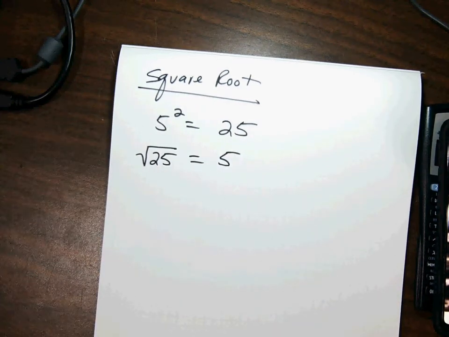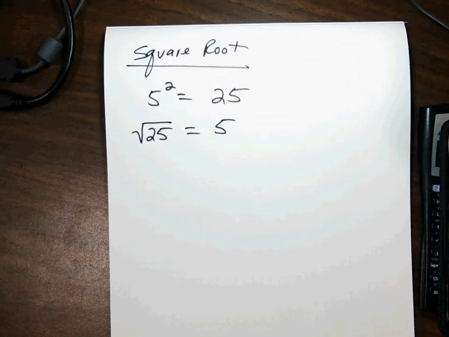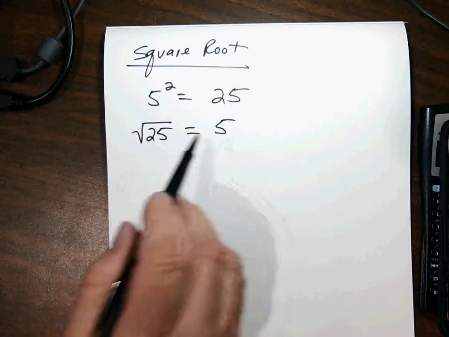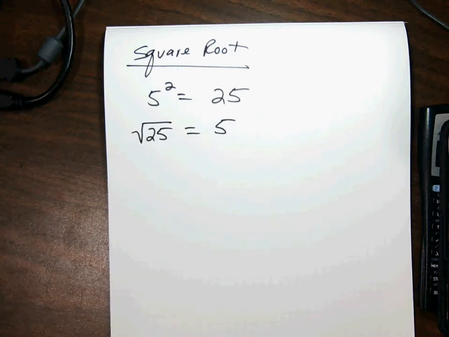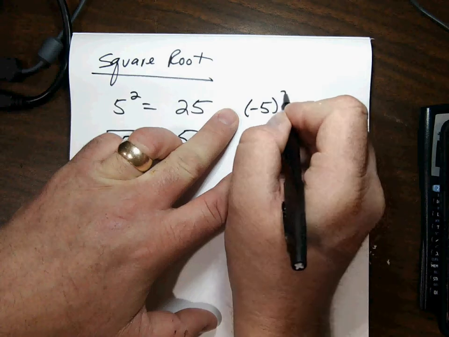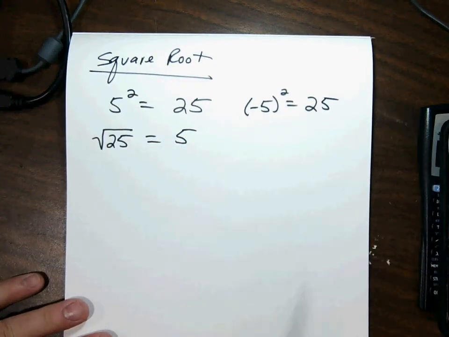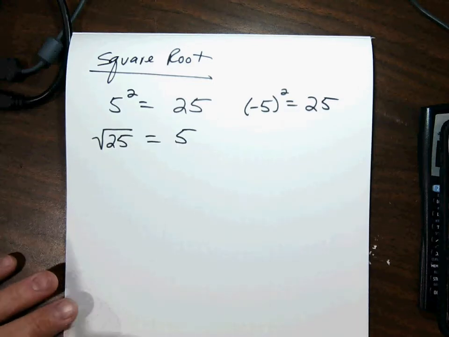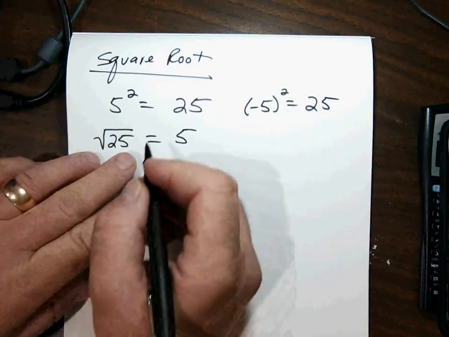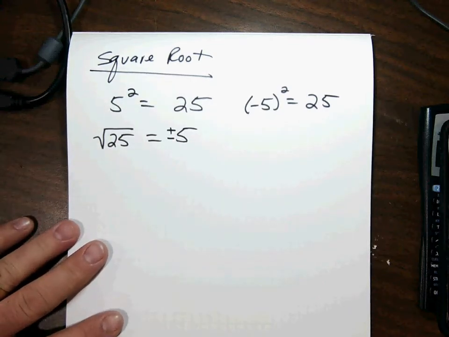Now, if we were going a little deeper into the math here, we would learn that there really are 2 answers to this problem. What is the square root of 25? A positive 5 and also a negative 5. Because if I take negative 5 and square it, I also get a positive 25, don't I? Negative 5 times negative 5 is positive 25. So when I'm going back the other way, there's really 2 answers. In the world of math, we would call that a positive or a negative 5, and that's the shorthand way to write it.